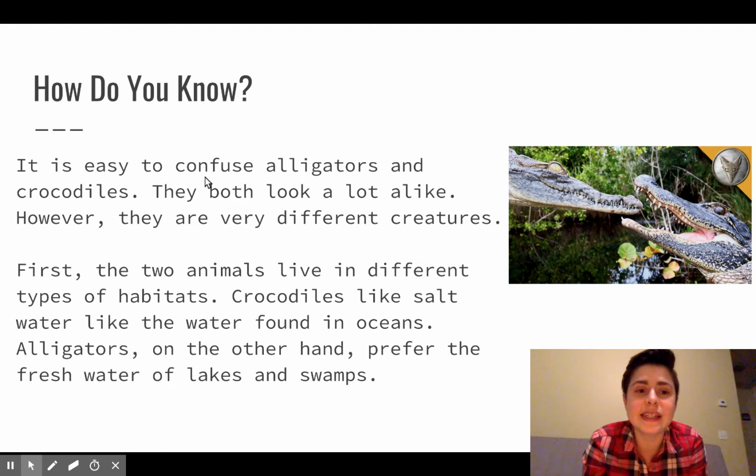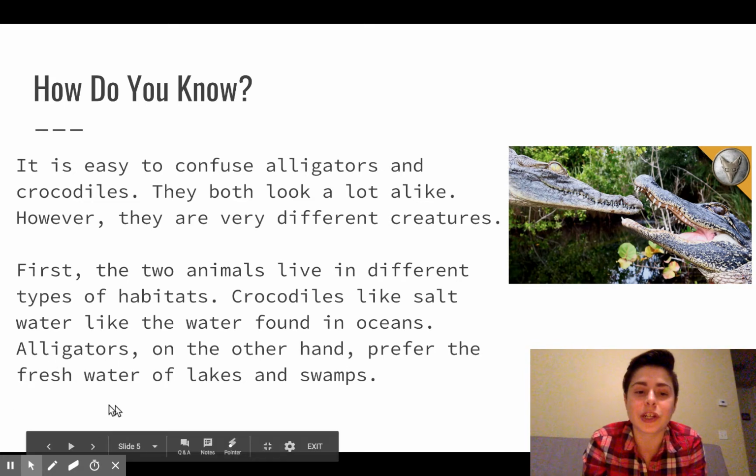It is easy to confuse alligators and crocodiles. They both look a lot alike. However, they are very different creatures. First, the two animals live in different types of habitats. Crocodiles like salt water, like the water found in oceans. Alligators, on the other hand, prefer the fresh water of lakes and swamps.